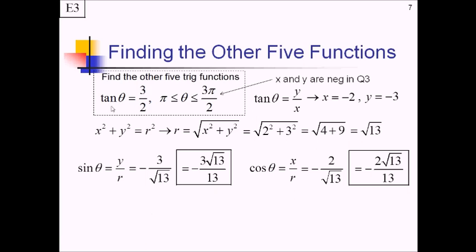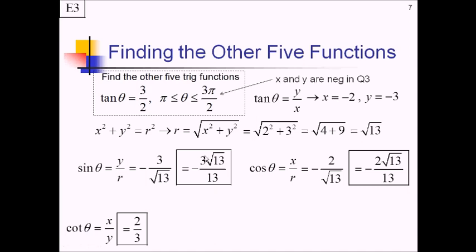Cotangent is just going to be the flip of whatever tangent was, and with the same sign as well. So cotangent, x over y, is just going to be 2 over 3. I mean, you could say negative 2 over negative 3, but then it becomes positive anyway. And now let's do the other functions.